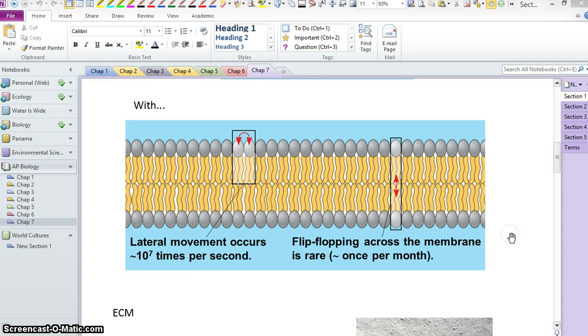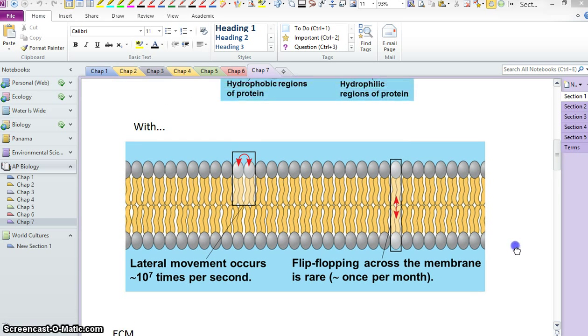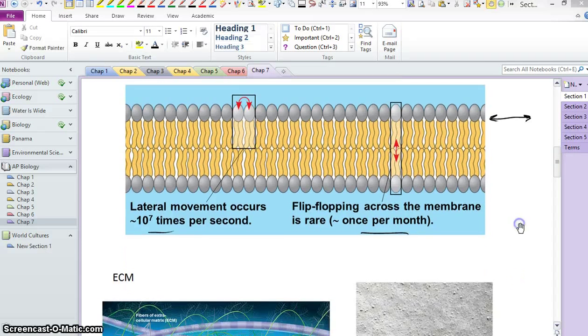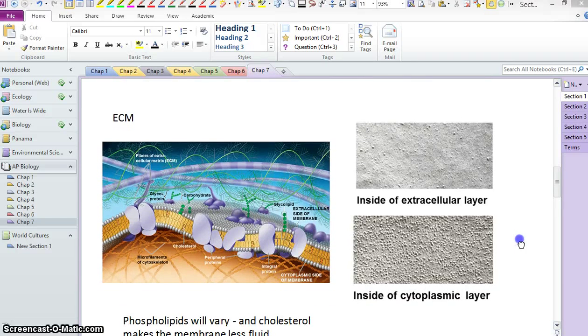And so again, there's a fluidity to the membrane. The phospholipids can move around, and lateral movement is quite common. The movement from one side to the other is much less common, as you can see, just because it's harder for the phosphate ends to move through the hydrophobic region of the membrane. But again, this lateral movement occurs quite rapidly. So essentially, in a membrane, those phospholipids are just kind of moving around all the time.